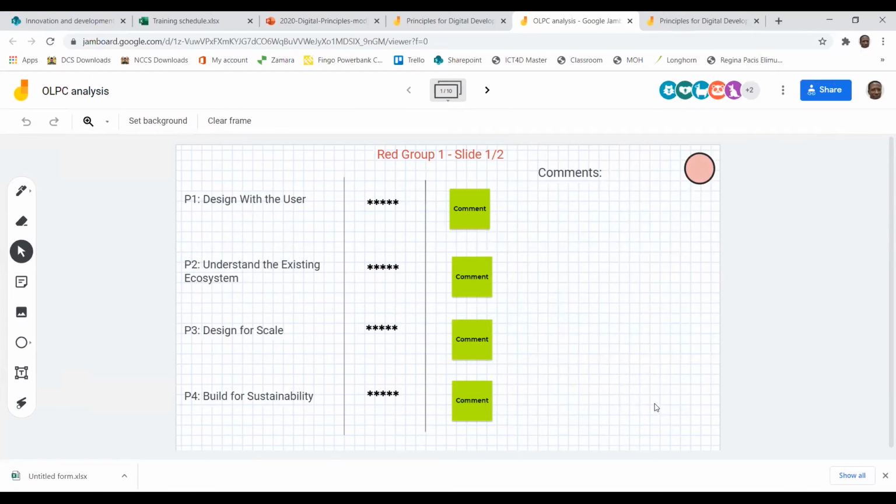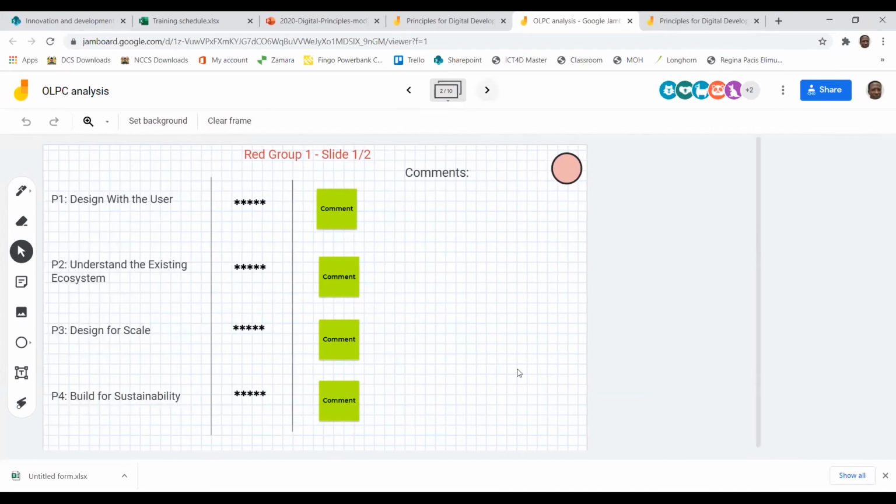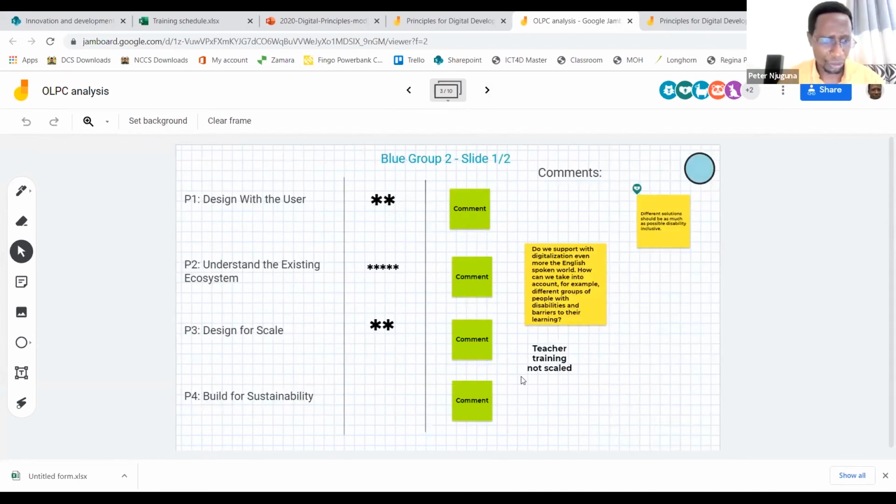Should we start with group 2? Maybe let's go then one by one. Yeah, someone in group 2 could comment on maybe these 3 that we are seeing, the first 3 principles.